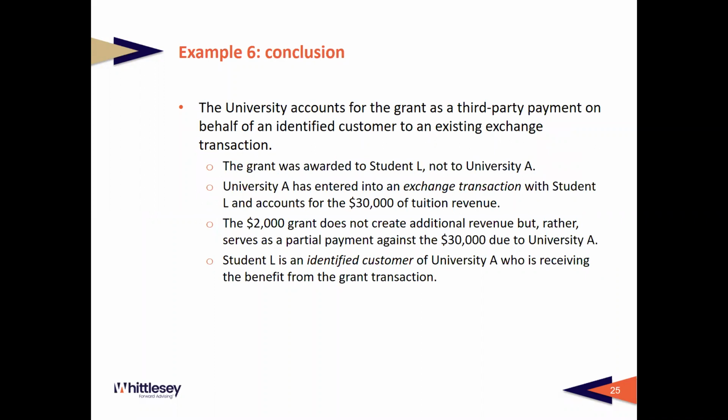The university accounts for the grant as a third-party payment on behalf of an identified customer, the student, to an existing exchange transaction. The grant was awarded to the student, not the university. The university has entered into an exchange transaction with the student, a reciprocal transaction. The $2,000 grant does not create additional revenue, but rather serves as partial payment against the $30,000 due to the university. Since the student is an identified customer of the university who is receiving the benefit from the grant transaction, we're calling it a grant, but don't get hung up on the nomenclature. The university would account for this as an exchange transaction.